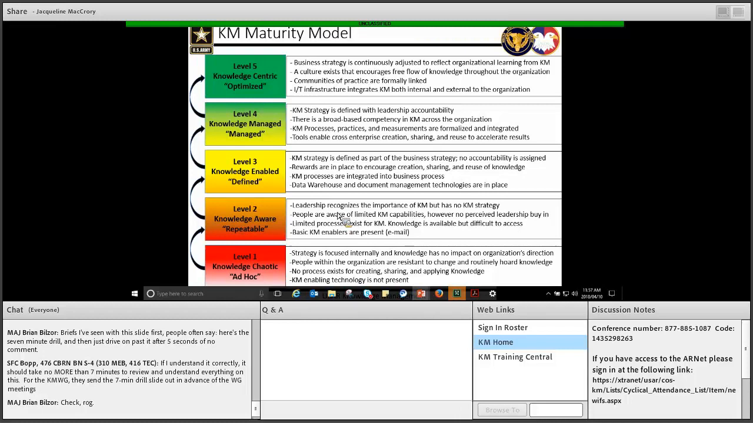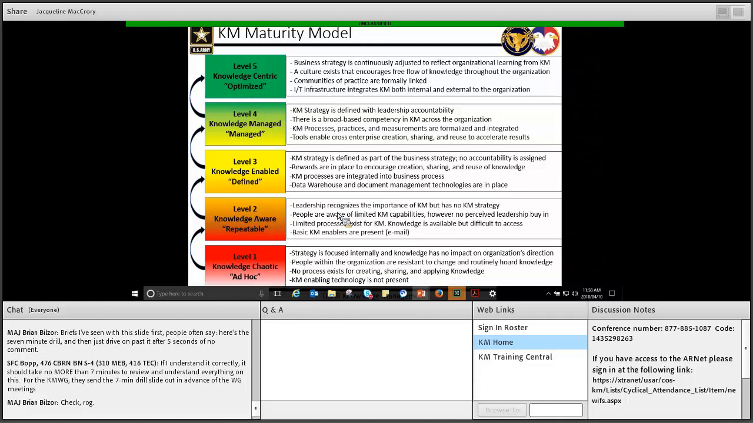So level 2, things start to become repeatable. This is the level where most organizations are today, where leadership does recognize that there's some benefits that KM offers, but they have yet to fully implement KM strategies throughout their organizations. So that may lead to a perception where there's not a leadership commitment to KM. And in level 2, there might be some KM tools in place, such as email, for example, but they might not be used to the fullest of their capability.